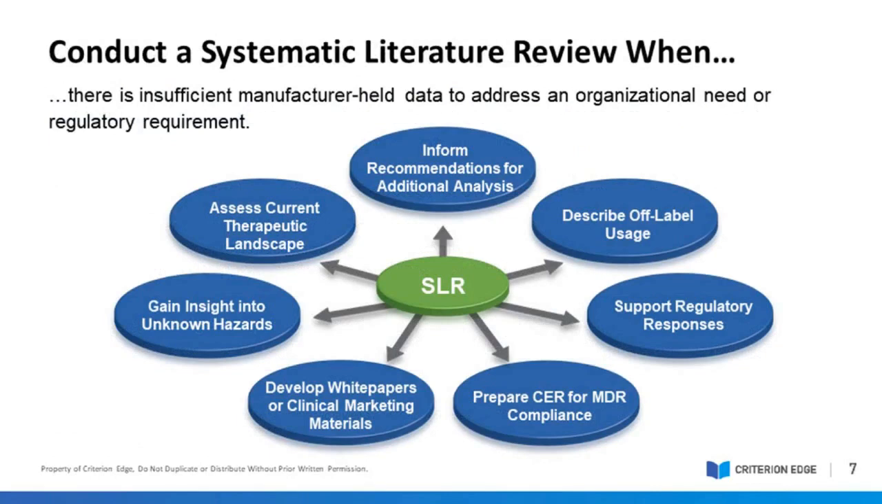Consider conducting a systematic literature review when there is insufficient manufacturer available data to address an organizational need or regulatory requirement. This slide shows some examples of those situations, which could be to learn more about off-label usage, to support regulatory responses, to prepare a clinical evaluation report for MDR compliance, to develop white papers or other clinical marketing materials, to gain insight into unknown hazards, to assess the current therapeutic landscape, or to inform recommendations for additional clinical or non-clinical analyses.